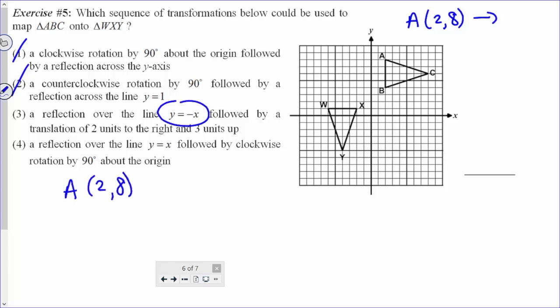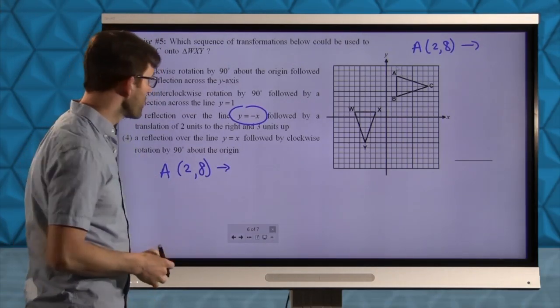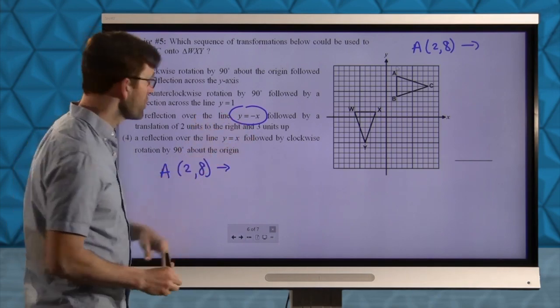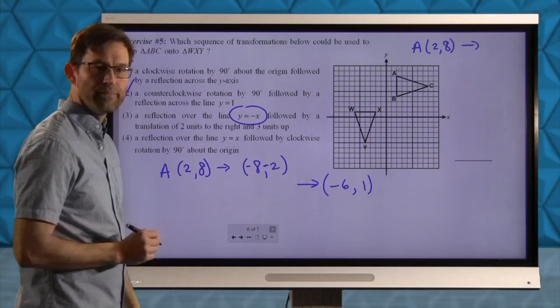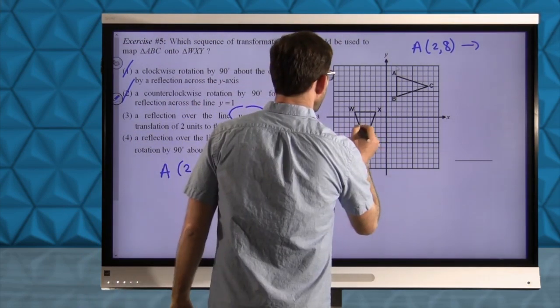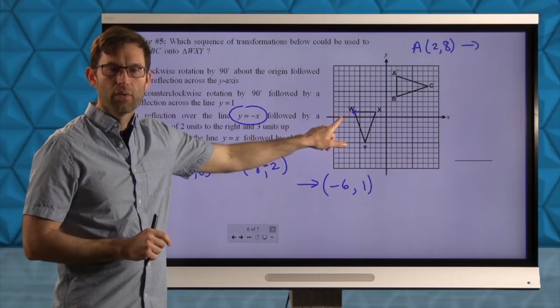Well, if you saw our video on reflections, or if you went through a separate one with your teacher, then you should have learned that when you reflect across the line y equals negative x, the two coordinates x and y both switch and they negate. So you end up having the point negative 8, negative 2. But then if I translate 2 units to the right, that means I'll be at negative 6, and 3 units up, that means I'll be at positive 1. Well, where's negative 6, 1? Negative 6, 1 ends up being right here, right on top of W.